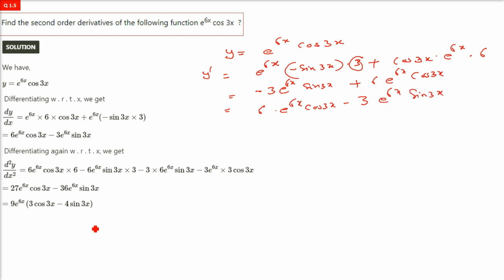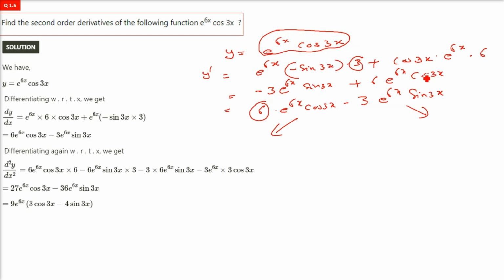Then we will do the differentiation again. That is the second order derivative we have to compute. So we'll just forget about the constant right now. We'll concentrate on e raise 6x cos 3x. But what do you see here? E raise 6x cos 3x has already been done. The question is only this one.